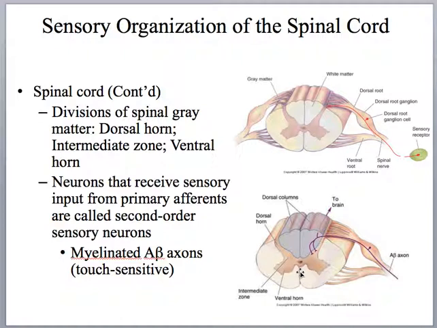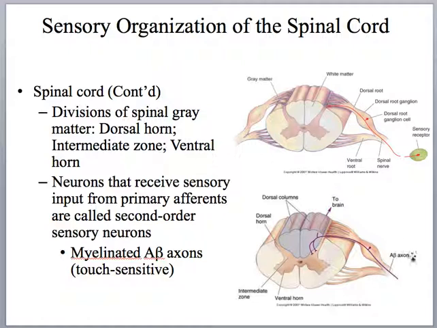In terms of the organization of the spinal cord, again, the spinal cord is divided into the dorsal horn, intermediate zone, and ventral horn. Dorsal horn is the same thing as posterior horn. Ventral horn is the same thing as anterior horn. And intermediate zone is the same thing as intermediate gray area.